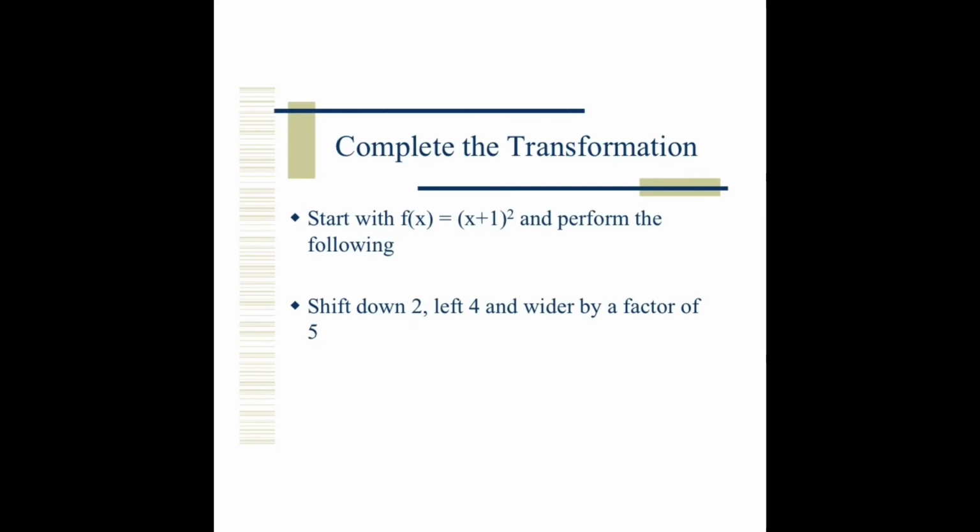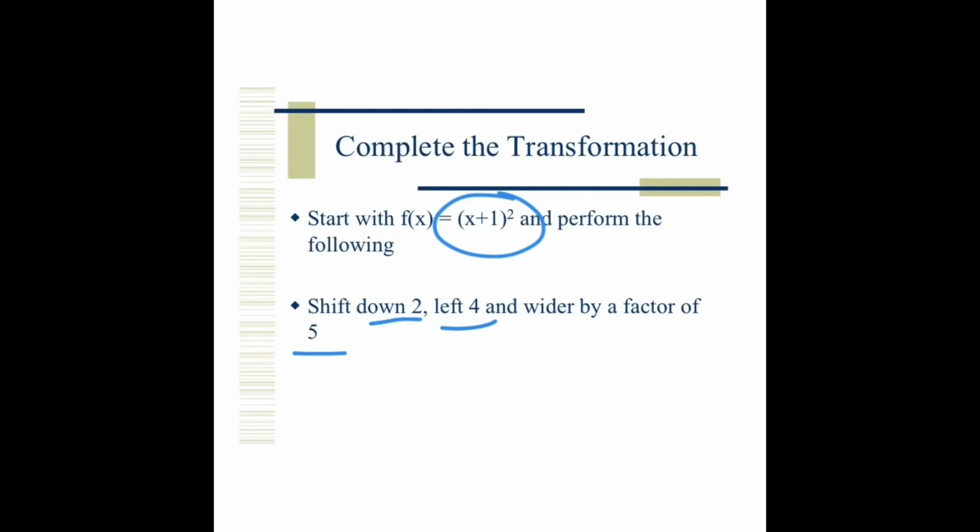All right, for our next example, our parent function is going to be x + 1 squared. We're going to shift that down 2, left 4, and wider. So this is going to be a horizontal stretch. Again, a horizontal stretch by a factor of 5. So go ahead and select which one you think is the correct answer.